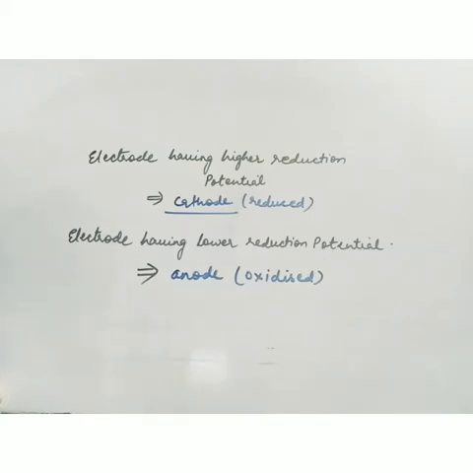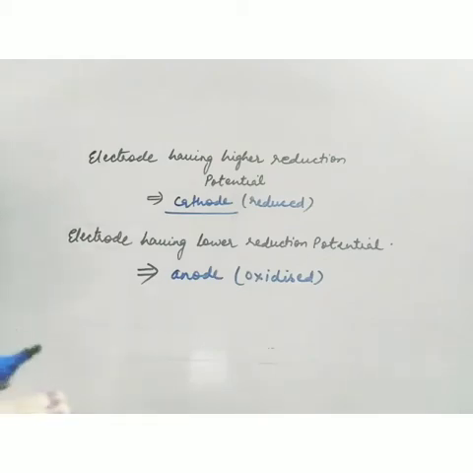We know the reduction potential values of almost all the elements. Now if I give you two elements, the element having higher reduction potential you will make the cathode, and the one with lower reduction potential you will make the anode. Now I am taking one example here.